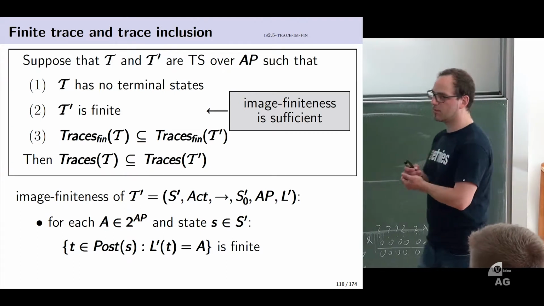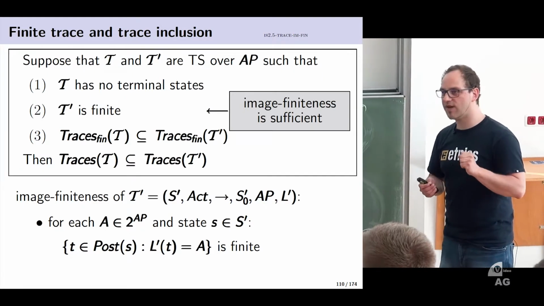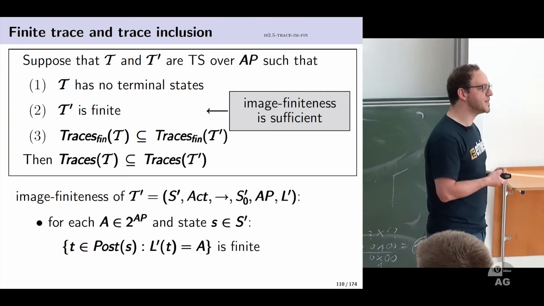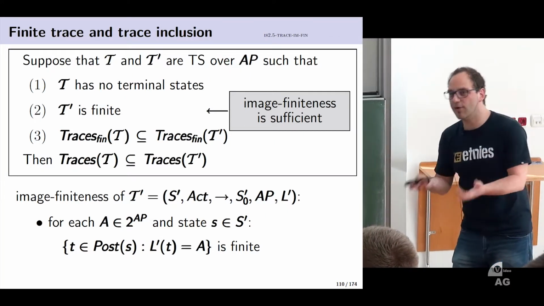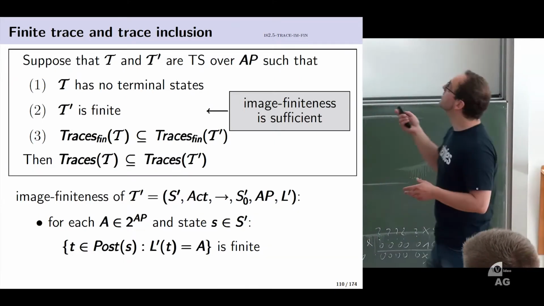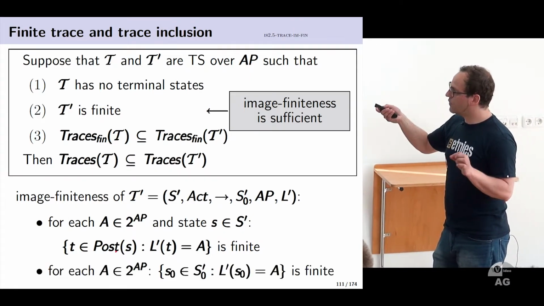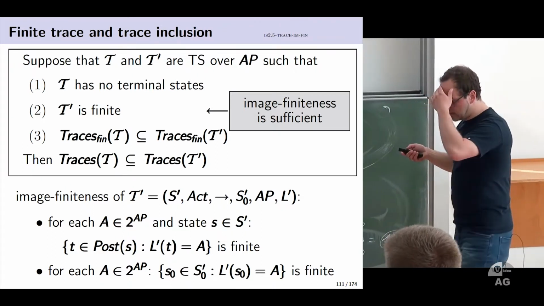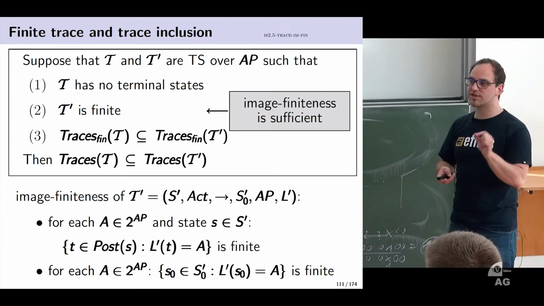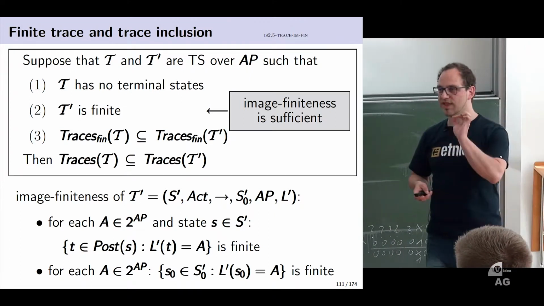So if I take, for example, the atomic propositions A, B, C, only finitely many of them will be labeled with A. Only finitely many of them will be labeled with A and B, and so on. Of course, if you have finitely many atomic propositions, then image finiteness directly implies finiteness. But if you have infinitely many atomic propositions, then image finiteness is strictly weaker. And of course, you not only require this for the successor states of all the states, but also for the initial states. So for every set of atomic propositions, there are only finitely many initial states that are labeled with exactly this set.